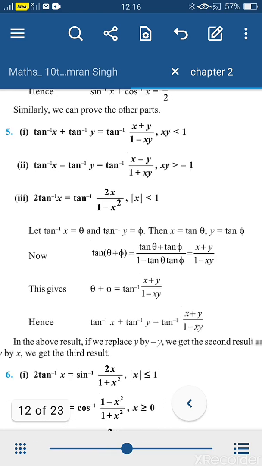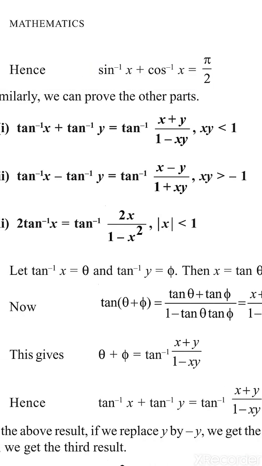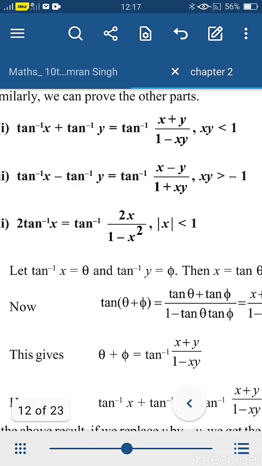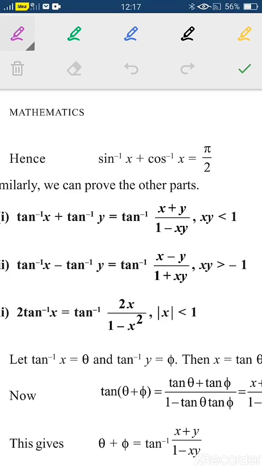Next page, property 5, very important. Tan inverse x plus tan inverse y is equals to tan inverse x plus y upon 1 minus xy. Make sure what is important here, this thing is important: xy is less than 1. I'll give you a hint.